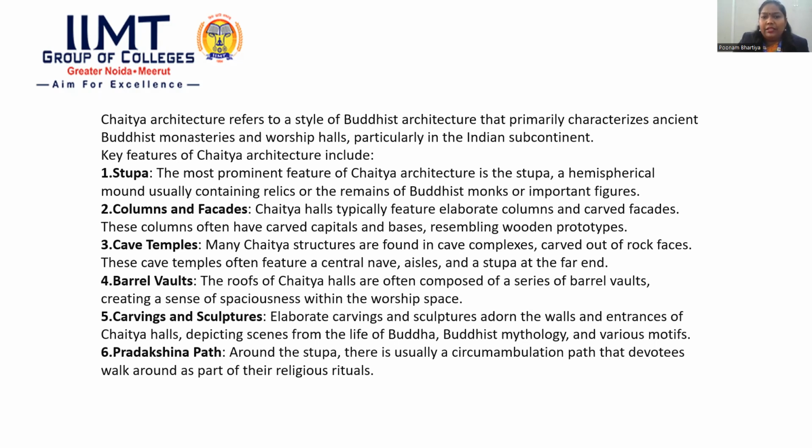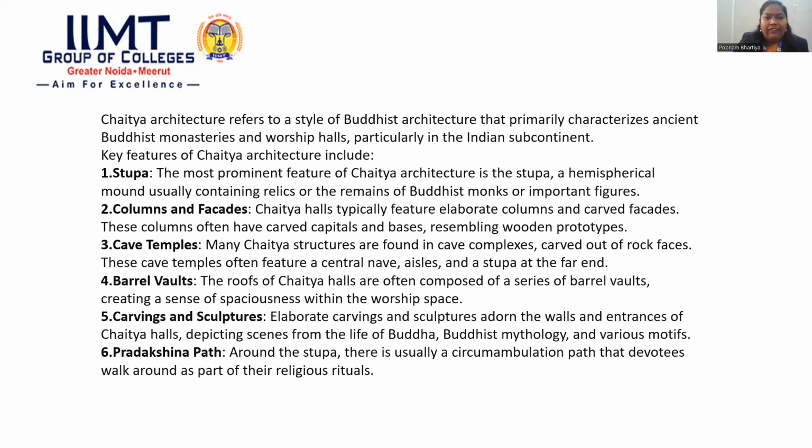And third thing is cave temples. Basically, many Chaitya structures are found in cave complexes. Carved out of rock faces, these cave temples often feature a central nave, aisles, and a stupa at the far end. And next is carving and sculptures. Elaborate carving and sculptures adorn the walls and entrance of Chaitya Hall, depicting scenes from the life of Buddha, Buddhist mythology like Jataka tales, and various motifs.